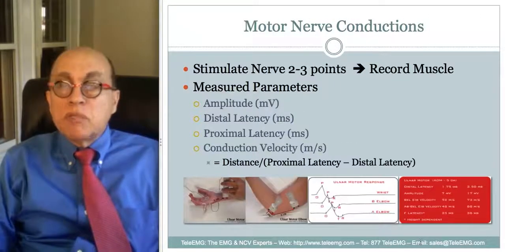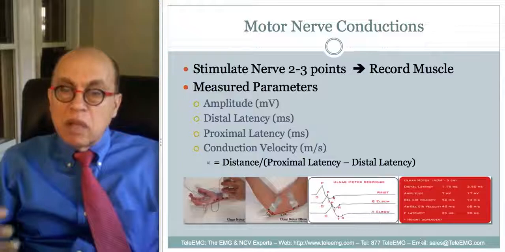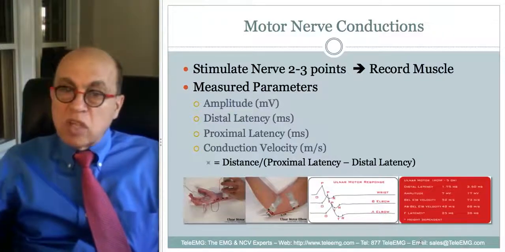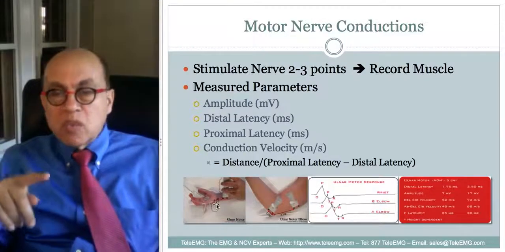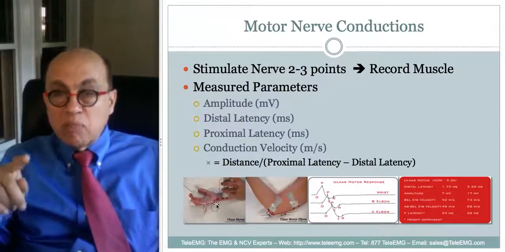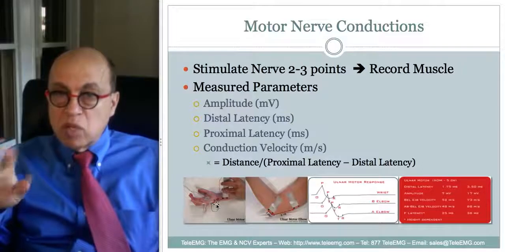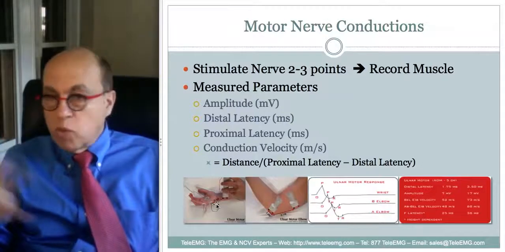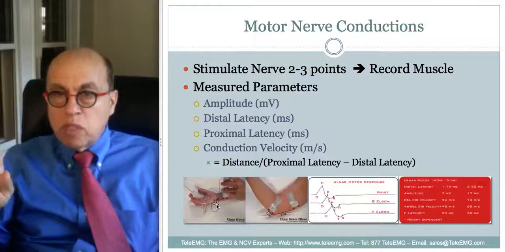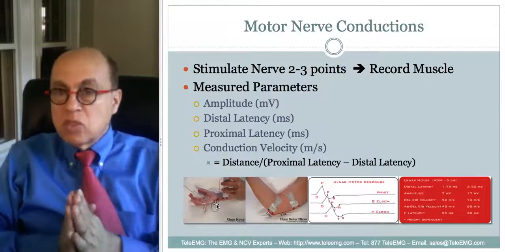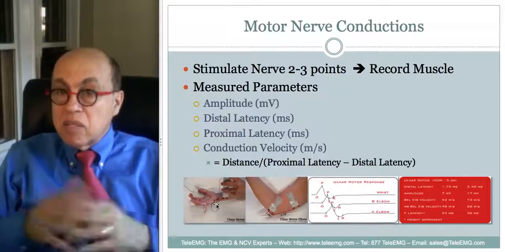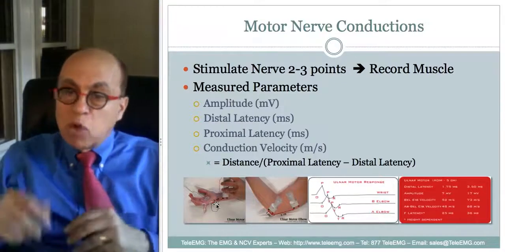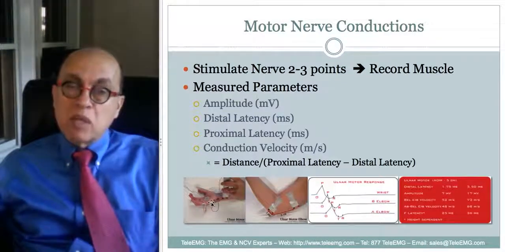Now, for the motor conductions, same thing as the sensory conductions. We stimulate a nerve, but now we record from muscle, in this case from the ulnar nerve. In motor conductions, we stimulate 2 or 3 points. In sensory conductions, generally speaking, we only stimulate 1 or 2 points, but most of the time 1 point. But in motor conductions, we stimulate 2 or 3 points. We calculate conduction velocity between these 2 or 3 points. And more importantly, we record from muscle, not from nerve.